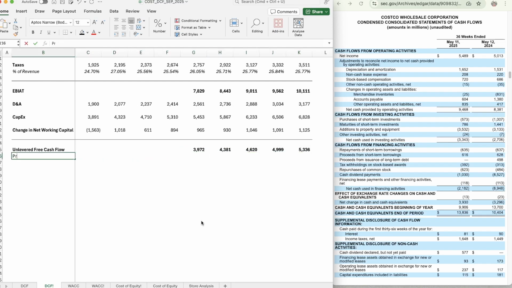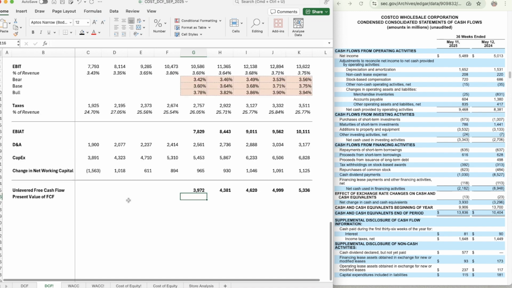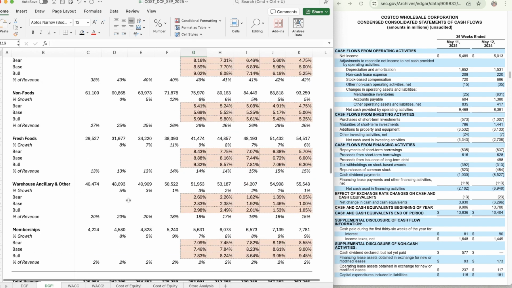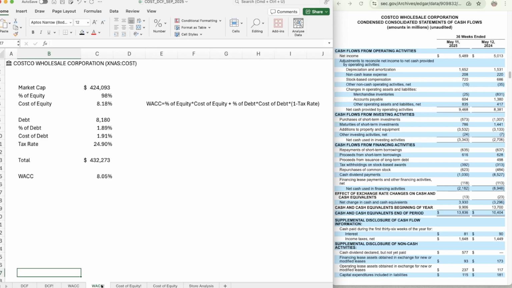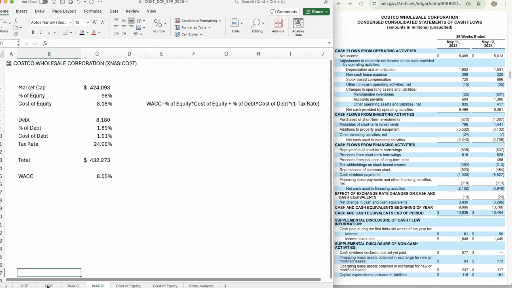Now we want to find the present value of free cash flow. And we need our WACC. So up here, we have the WACC from the other day, which is this one. If you haven't done it, just write it in for now.